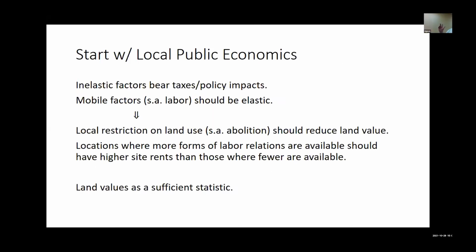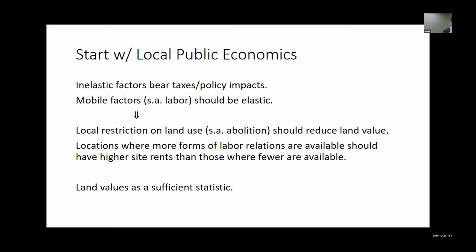And then we're going to start with a local public finance perspective, which is that mobile factors, so free labor, or in fact, slave labor of a sort, are going to be elastic and able to move. And the effect of a policy like abolition will be borne by the immobile factors, namely in this case, land. So we're going to look at essentially what happens to land as the start of this. Land is a sufficient statistic. How is it used? How is it valued?